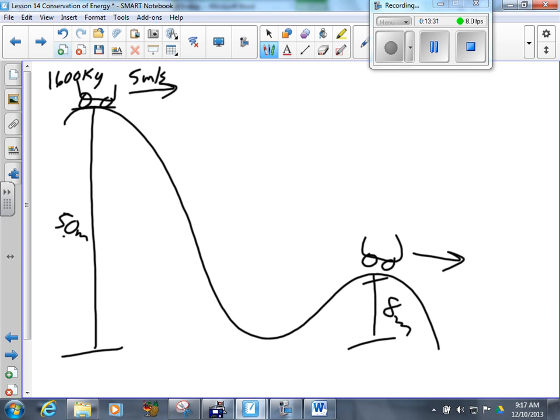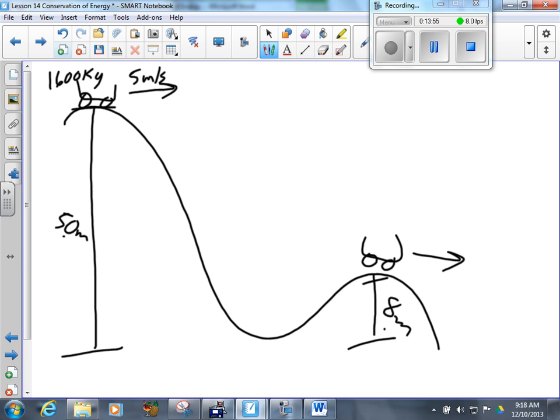It's 50 meters off the ground. Down here it's only 8 meters off the ground. And I want to find out how fast it's going. Is there any work being done in this question? No. The roller coaster cart is simply going to go down the hill and then up the little bump there. That's all that's going to happen in this question.